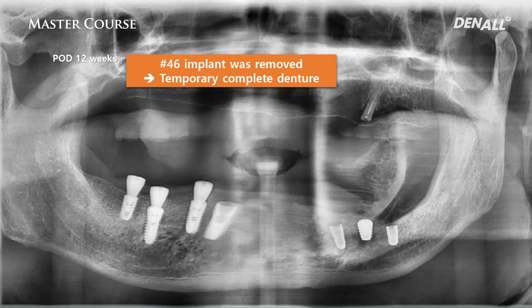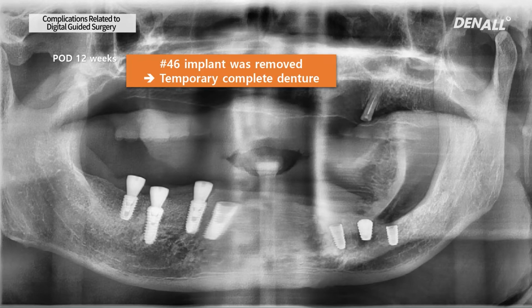Only 3 implants were successfully osseointegrated for this patient, and I just removed the abutment and used a complete denture as a temporary prosthesis. It was very difficult for the patient because the patient went through surgery multiple times and implants failed so many times.